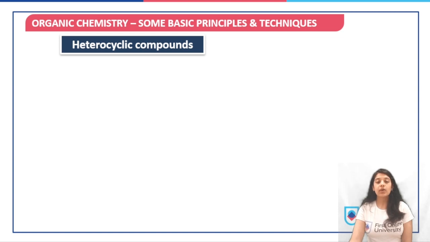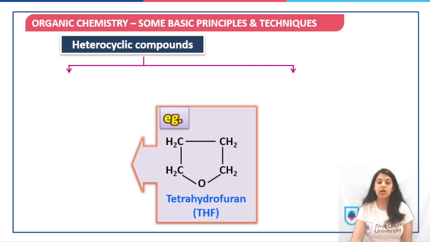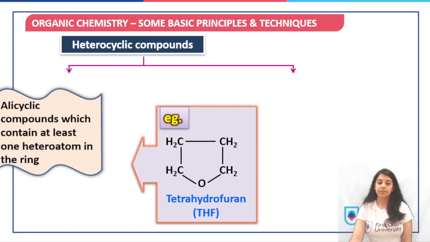So let us now look at the second category, that is heterocyclic compounds, which can be further classified into two categories. Let us have a look at the examples first. So we can have the simple example of tetrahydrofuran, where we have a 5-membered ring and one of the members is oxygen, that is a heteroatom. So it is a heterocyclic compound and its name is tetrahydrofuran.